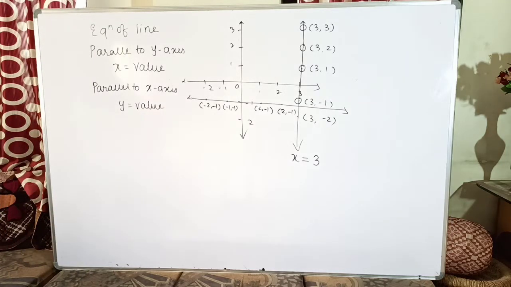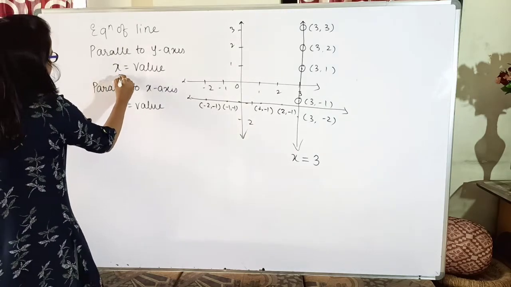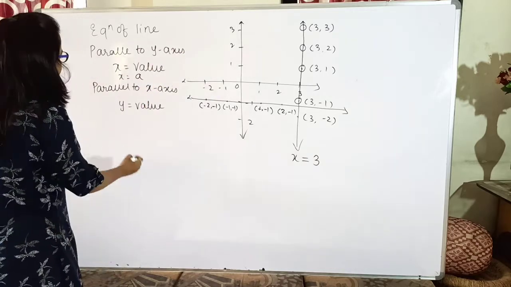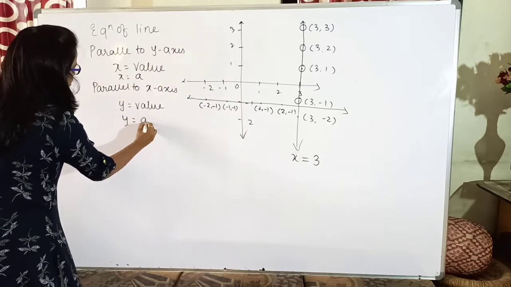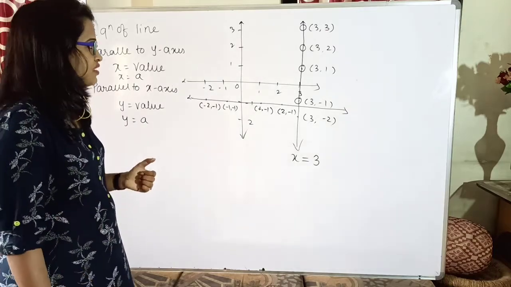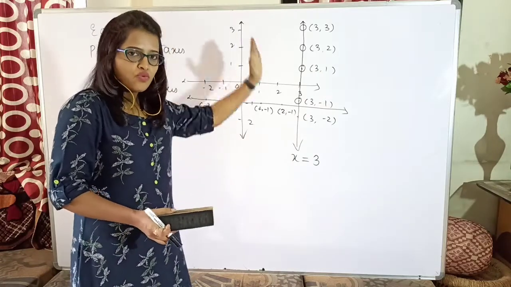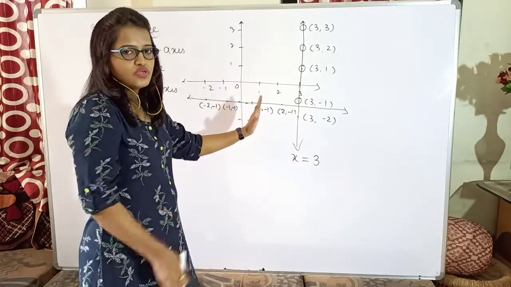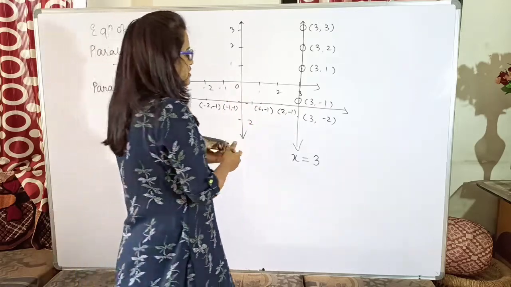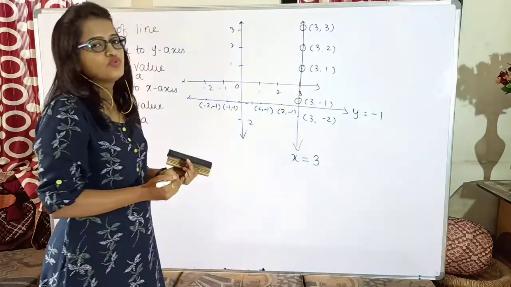So you can also call it x is equal to a, where a is nothing but the value from where the line passes, and y is equal to a where the line passes. So this is the next concept which you should remember, that the equation of a line which is parallel to the y-axis will have x is equal to a as its equation. If it is parallel to the x-axis, it will have y is equal to a. In this case, it is y is equal to -1.